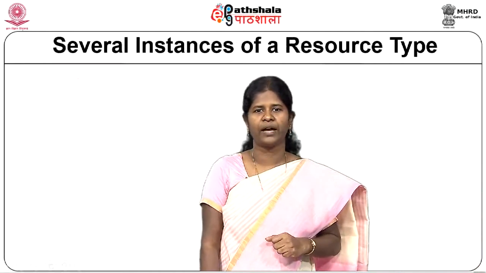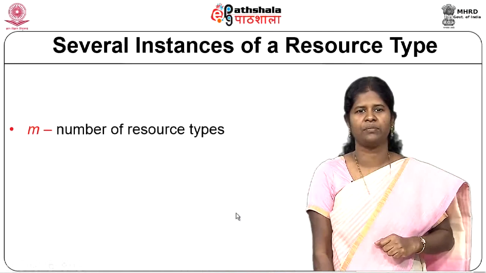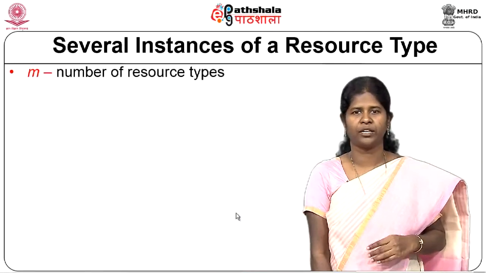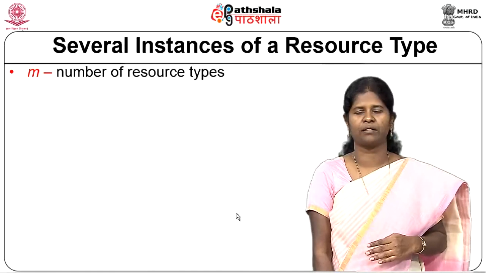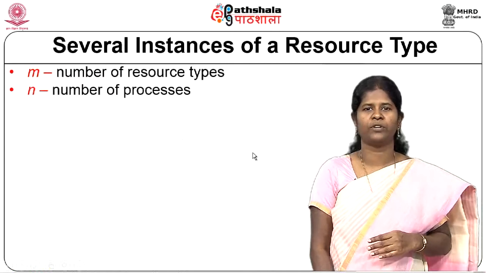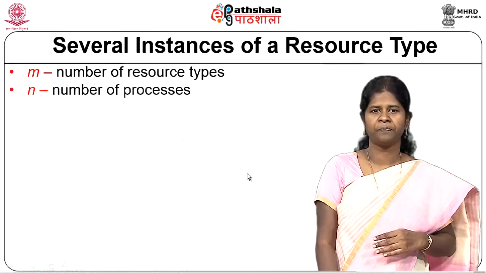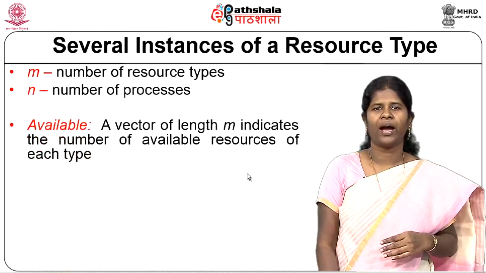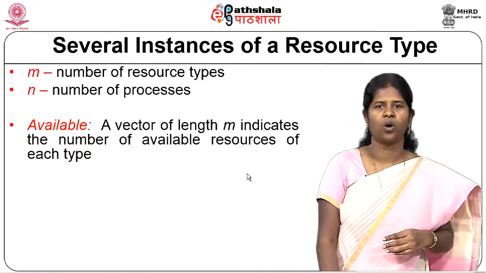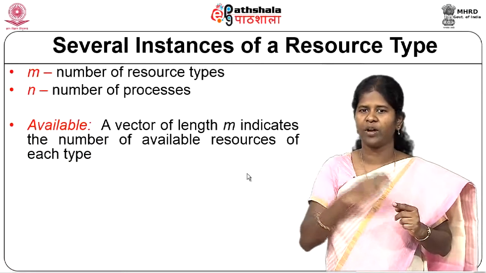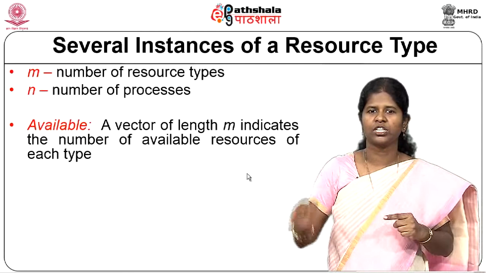When you have several instances of a resource type, you can't use the wait-for graph, but you can use a variant of the Banker's algorithm for detecting deadlocks. M is the number of resource types available in the system, N is the number of processes in the system, and you have a vector called available. It is an array of length M, with M elements.